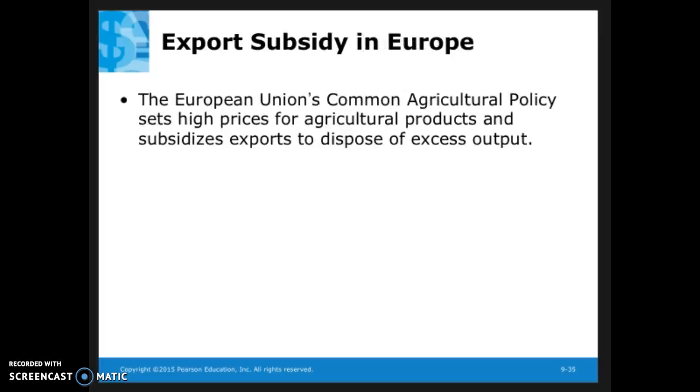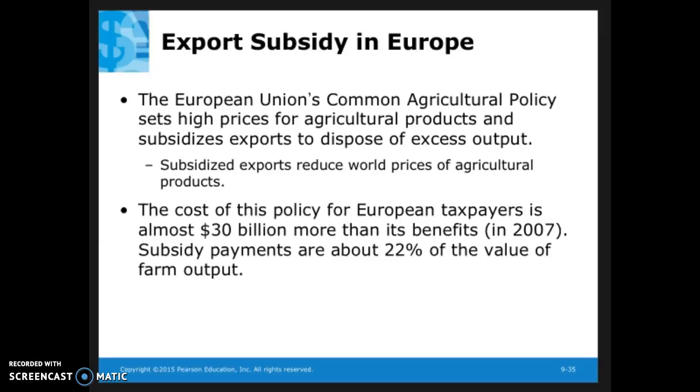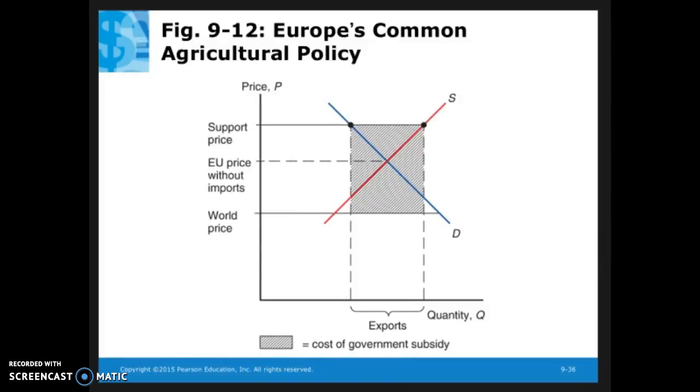So, export subsidies in Europe. There's a government branch in the European Union that sets high prices for agricultural products and subsidizes exports to dispose of the excess output. The cost of this is about $30 billion, more than its benefits. So here's what that looks like graphically.